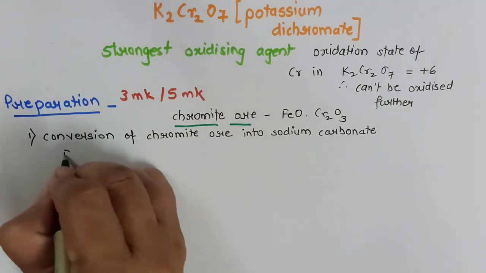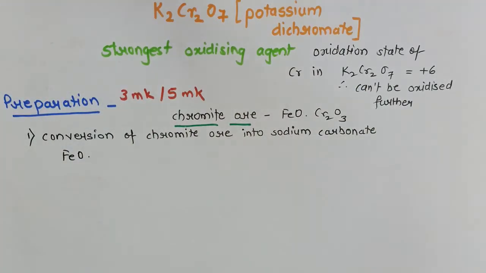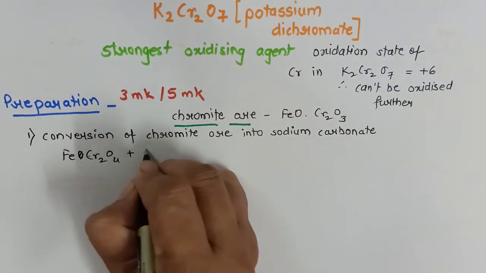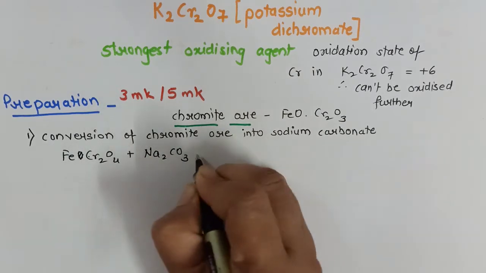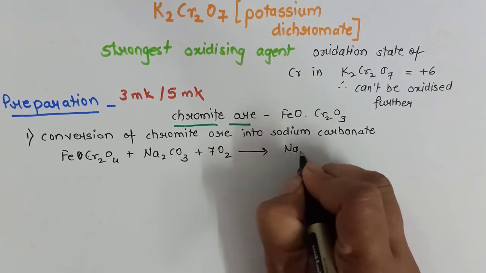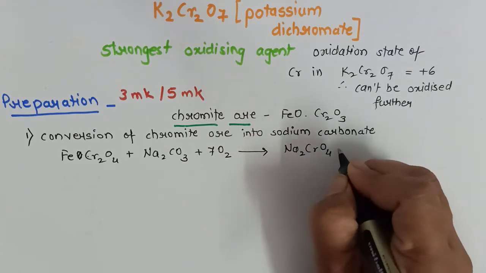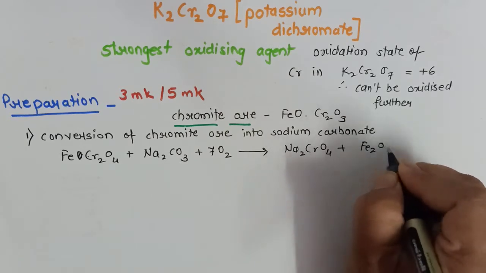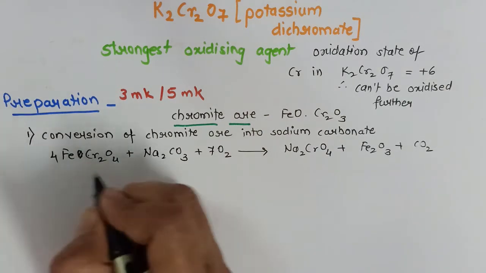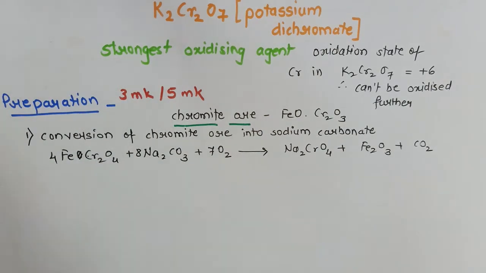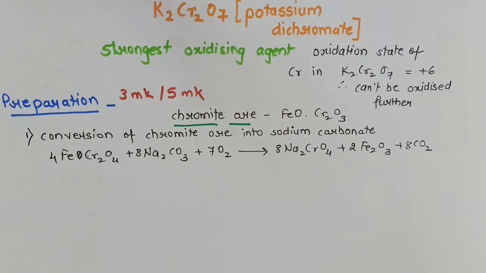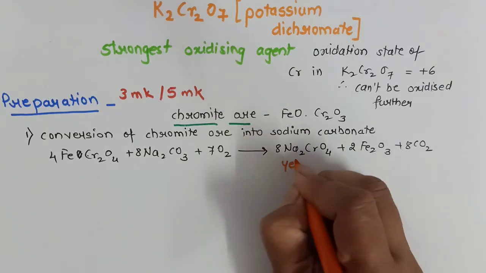Okay, the first step of preparation goes like this. Chromite ore, FeO·Cr2O3, which I can also write as FeCr2O4, is first of all treated with sodium carbonate in presence of air so as to give sodium chromate along with Fe2O3 and carbon dioxide. Let us balance the equation. The color of sodium chromate is yellow.